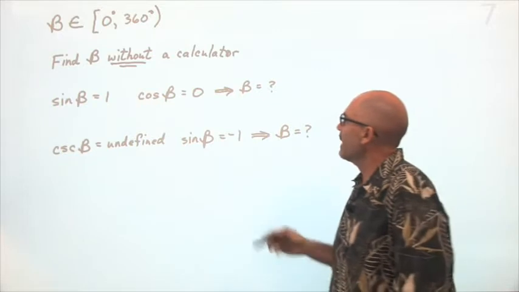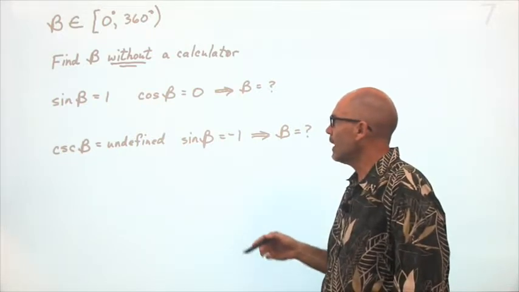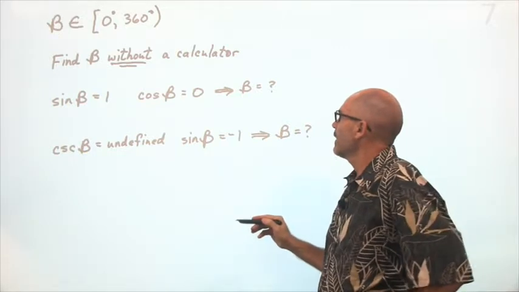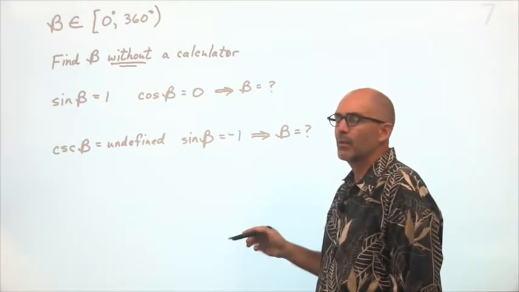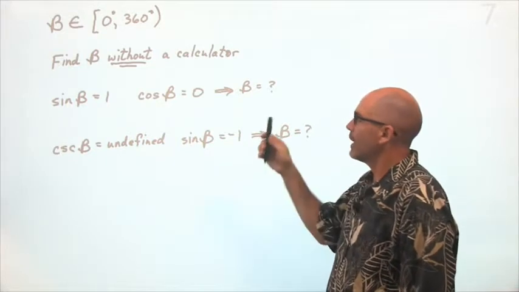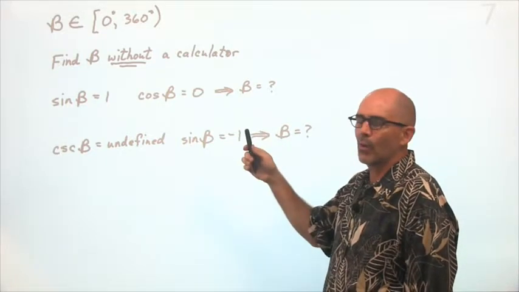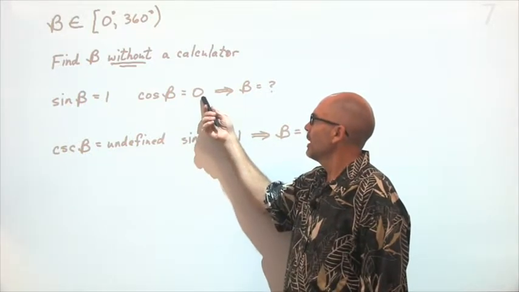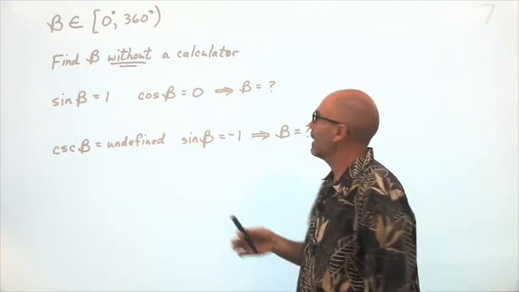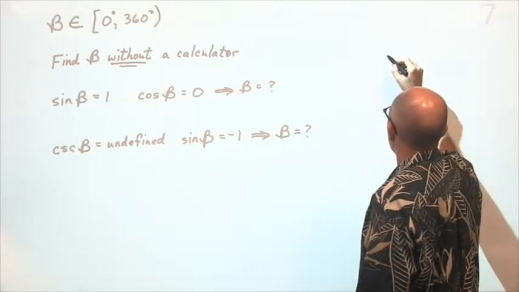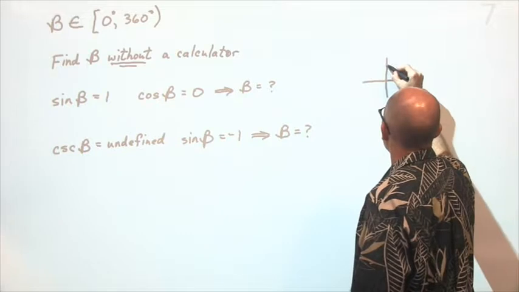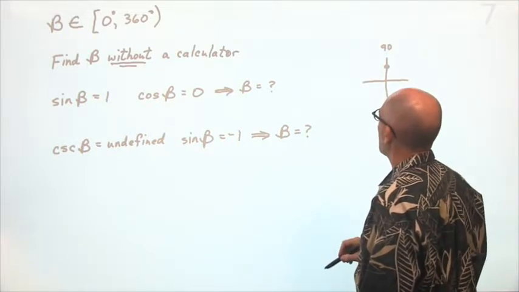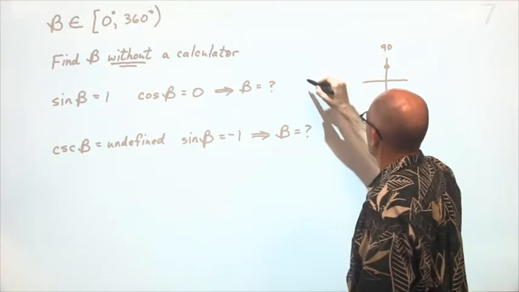Now, we want to find beta without a calculator. They're telling us that sine beta is 1. So that means, what could beta be? Well, sine beta being 1 means it's up 1. Cosine beta being 0 means it's right or left none. Well, where are we if we're up 1 and right or left none? That would be at 90 degrees.